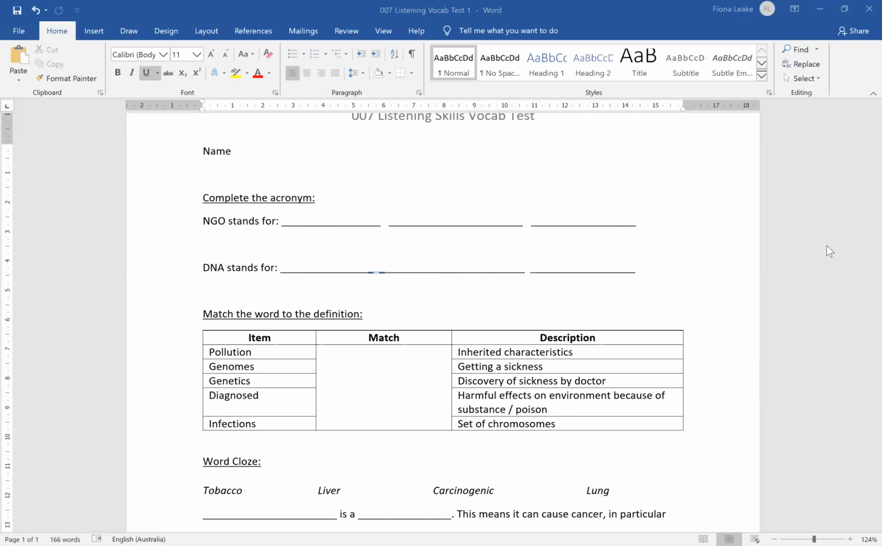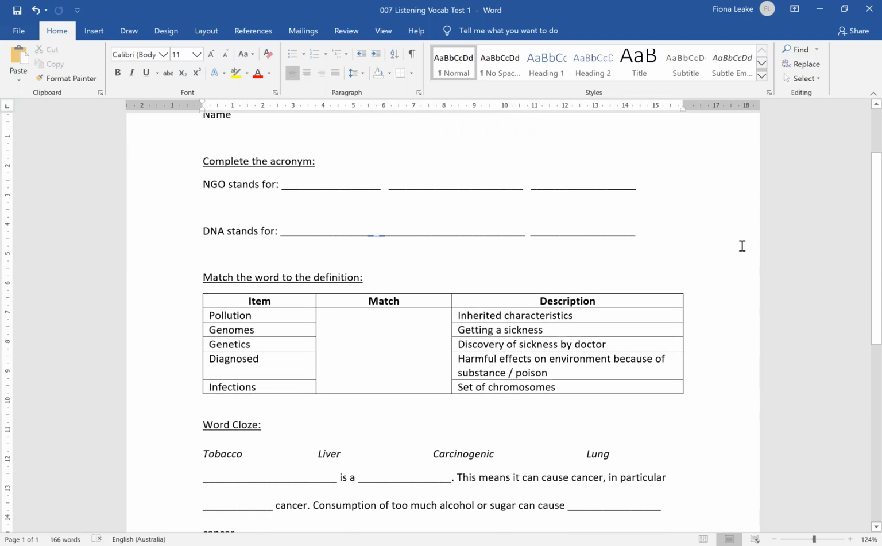Every week you will have a test. It will either be for listening vocabulary or the reading vocabulary. This week we've got listening skills. First, can you please complete the acronym NGO? So I want to know what it stands for. NGO. The next question, and you should know this one from science, DNA stands for. So DNA.